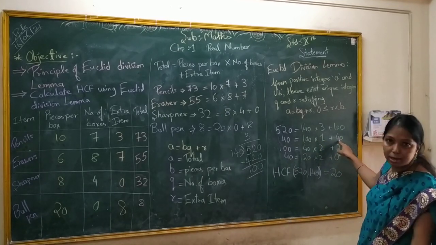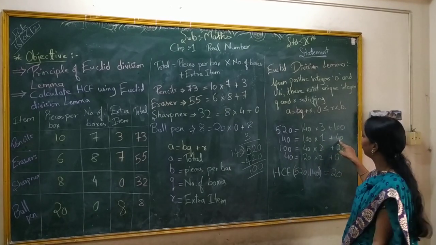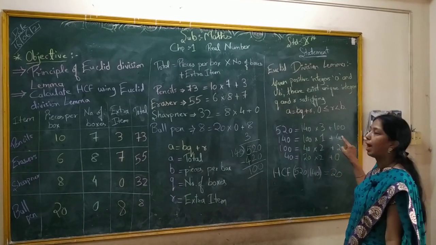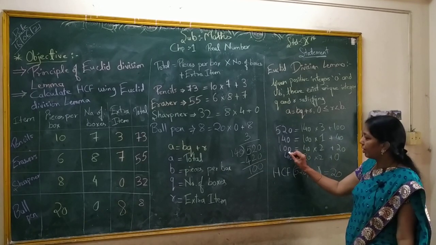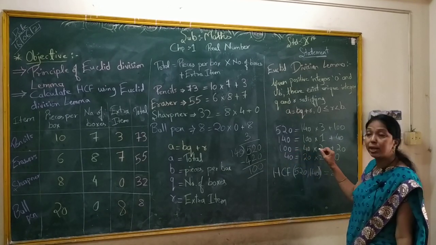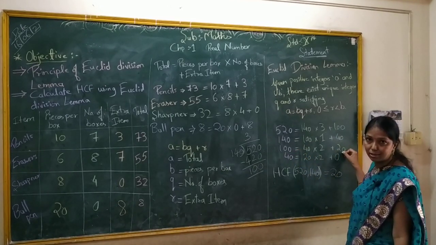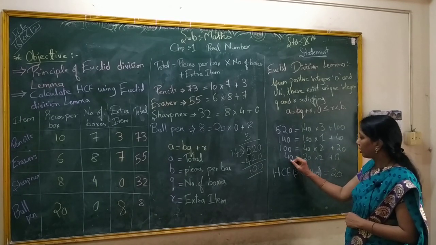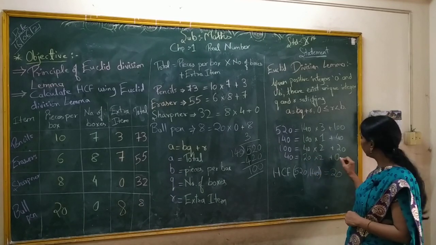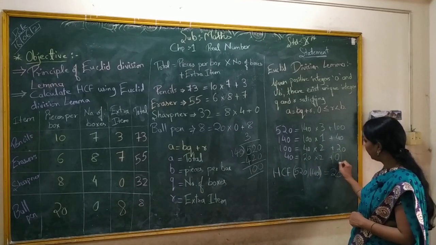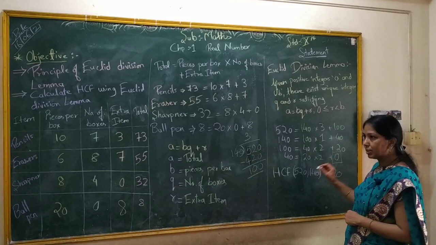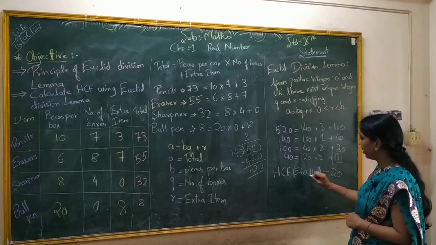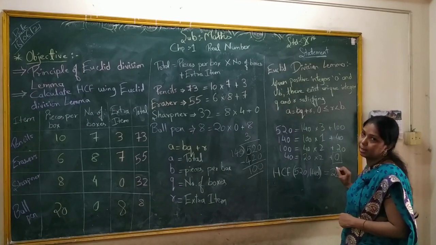Here again the remainder is not 0. So we have to apply Euclid division lemma for 100 and 40. After dividing we get 100 equals 40 into 2 plus 20. Again we have to solve as the remainder is not 0. So 40 equals 20 into 2 plus 0. At this stage we stop as our remainder is 0. Therefore the HCF of 520 and 140 is 20.